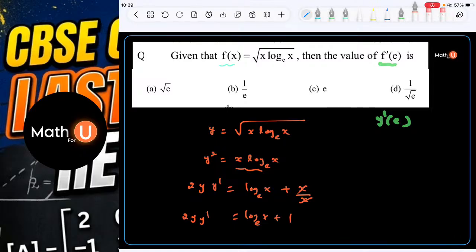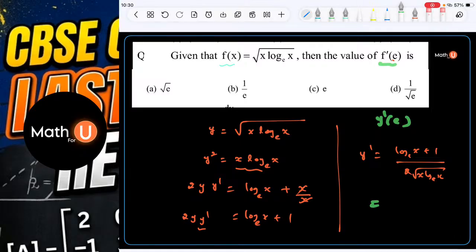Okay, what is y? We want only y dash. Y dash is equal to log base x plus 1 by 2, cross multiply 2y. Y is nothing but square root of x into log base x. Wherever the x is there, replace with e. We get log base e plus 1 by 2 square root of e into log base e.